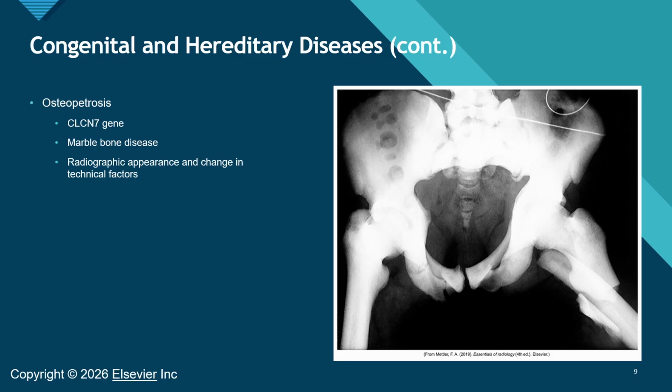Radiographs will show an increase in the density and the thickness of the cortex and an increase in the number and size of the trabeculae with marked reduction in marrow space. This picture is an example of osteopetrosis of someone that has fallen out of bed.